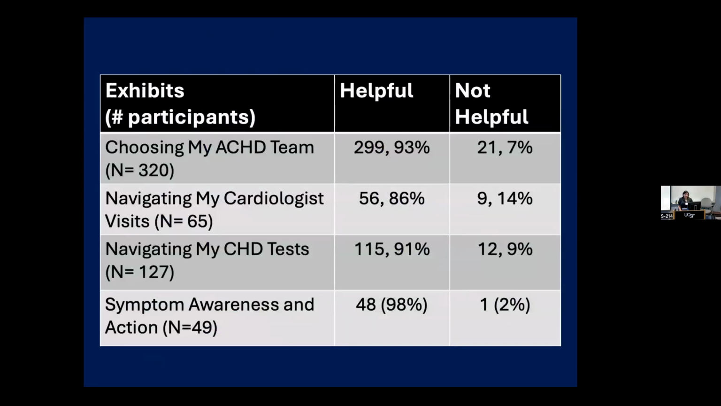These are the 4 exhibits. More than 90% of the participants have rated these exhibits to be helpful. The participants in the not helpful group have mostly commented that they are in the medical health system, either as physicians, nurses, or in other capacity, or are advocacy members at ACHA, and they are already quite familiar with how to navigate the health system and know this information.